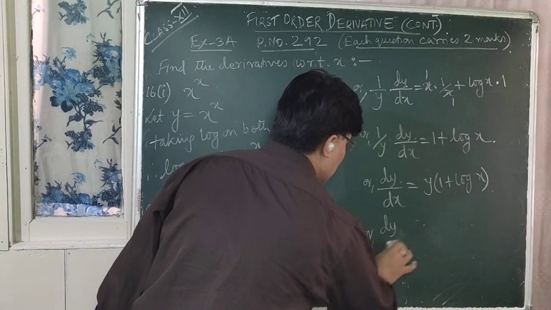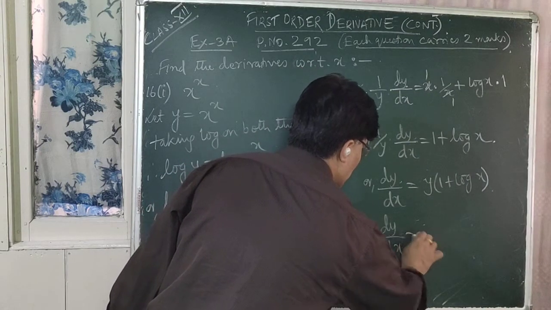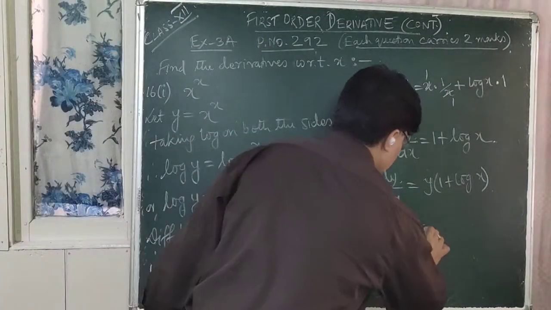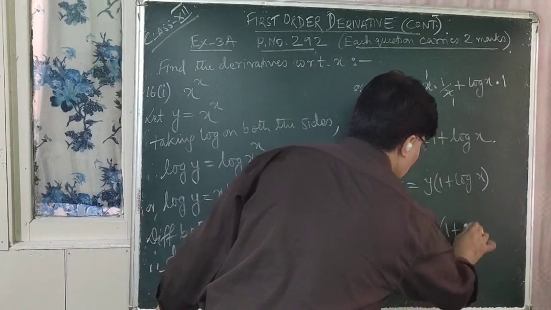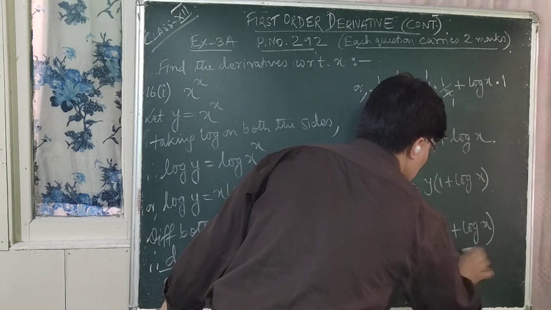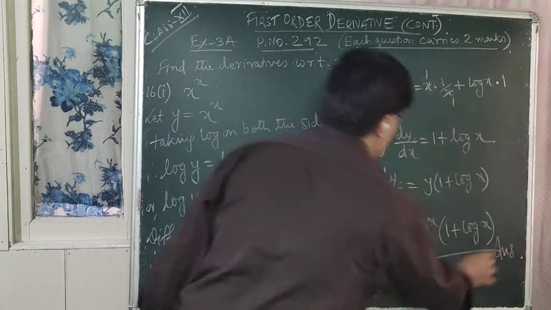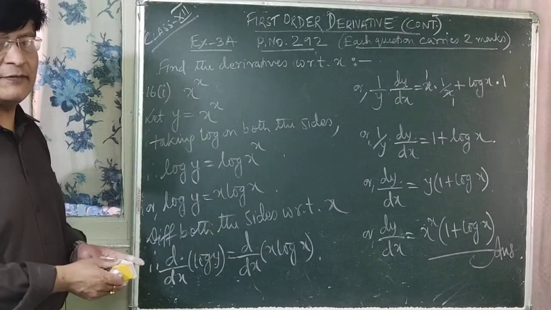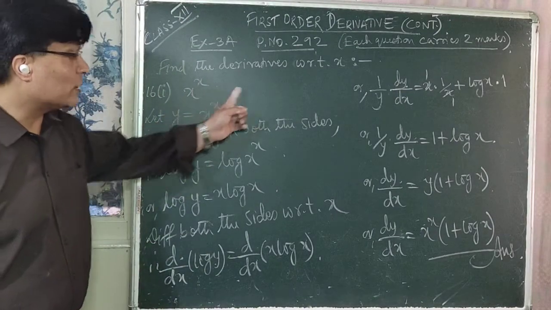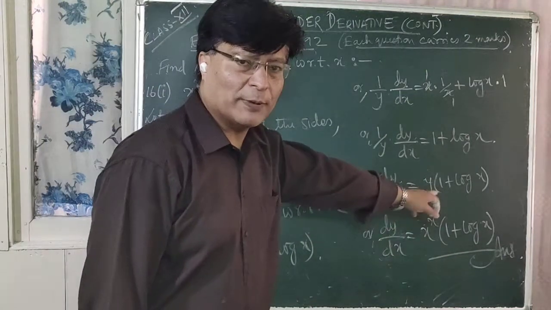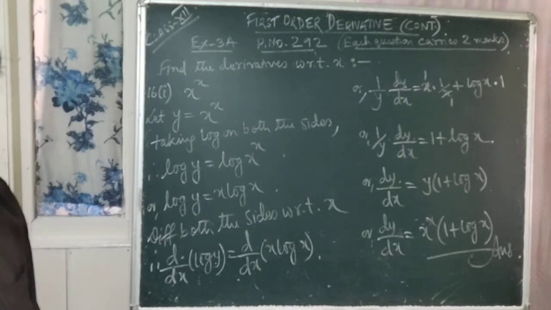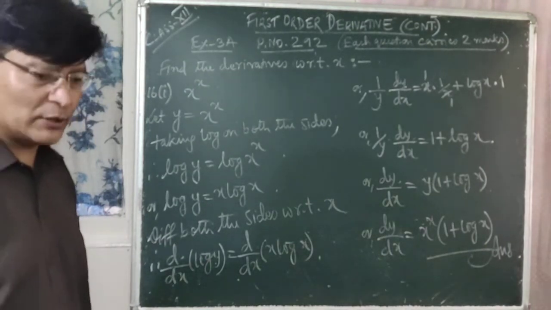So dy by dx is equal to, what was the value for y? It is x to the power x, within bracket 1 plus log x. So this is the final answer. What is the derivative of x to the power x with respect to x? It is x to the power x and within bracket 1 plus log x. So that is your final answer. Now we'll do the next question.